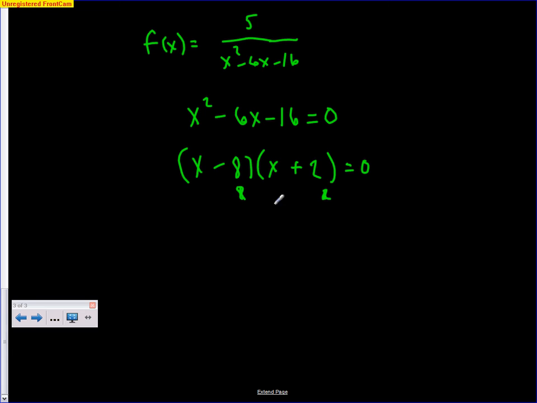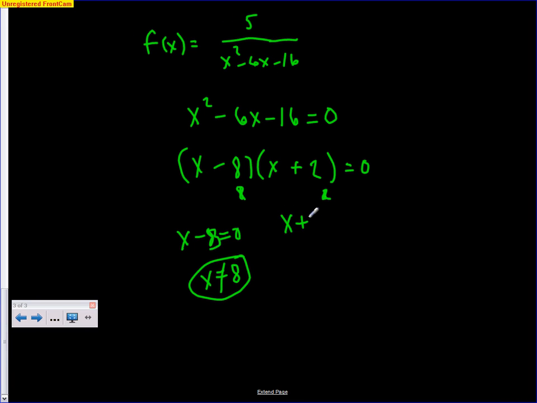Now, why does this help me? Because now I found the factors, and they're linear factors. And linear factors are very easy to solve. x minus 8 equals 0. Add the 8, so I get x equals 8 is a 0. 8 minus 8 makes 0. That's going to cause my denominator to be 0, which is bad. So actually, I can't equal 8.